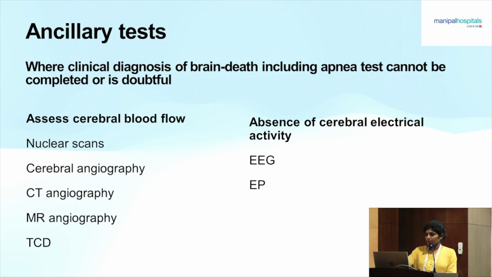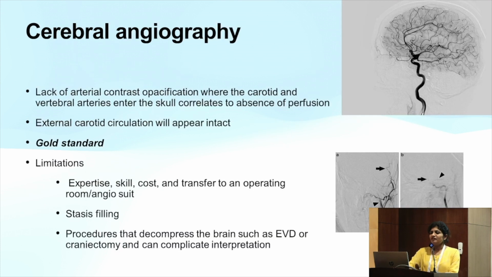Out of the tests we have, nothing is ideal. Everything has some drawbacks. Out of them, the gold standard is 4-vessel cerebral angiography, where we look at the opacification of the 4 vessels, that is the 2 carotid and the vertebral arteries as they enter the skull. If there is no blood flow, then we can say that the patient could be brain dead. But there are multiple difficulties, like this is done in a cath lab, so it may sometimes not be feasible to go ahead with this.